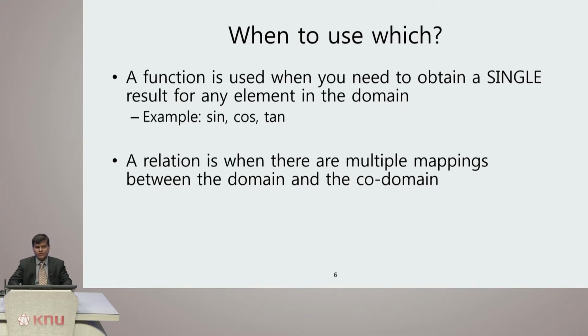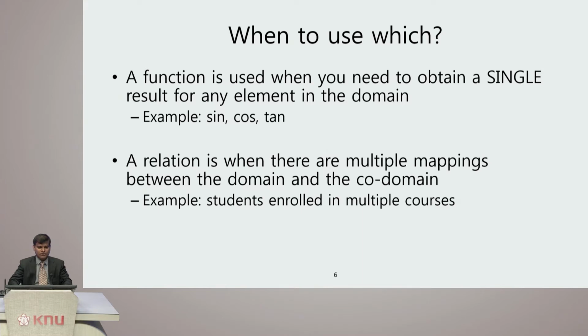A relation is used when there are multiple mappings between the domain and codomain. We saw multiple mappings, for example, a student enrolled in multiple courses. That is possible in the case of a relation.